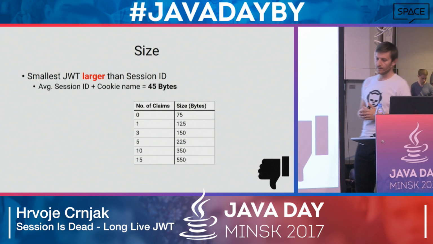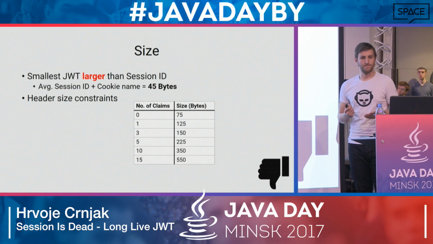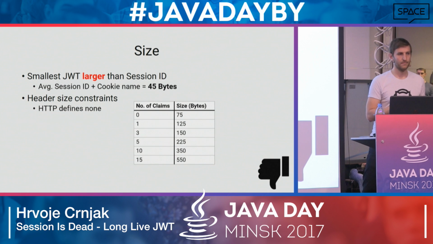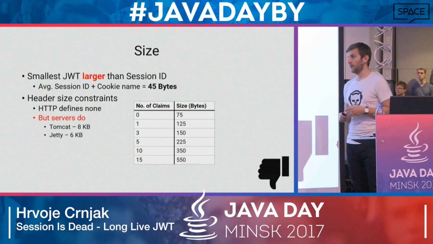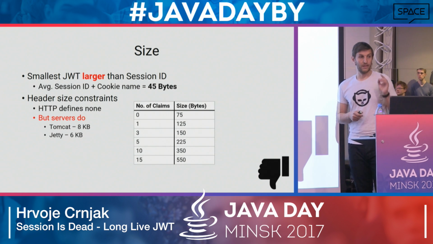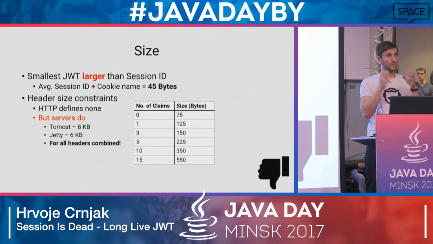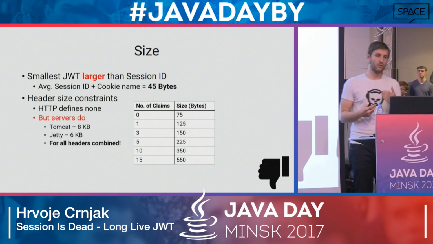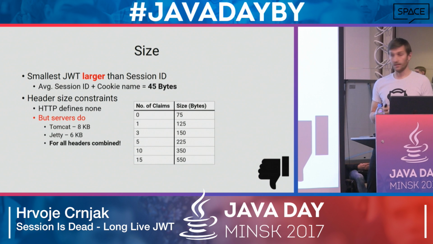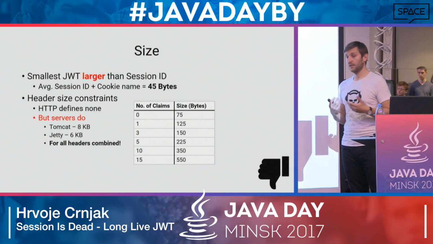Now let's say that we are using headers to send our tokens. What are the header size constraints? Well, the HTTP defines none, but the servers do. So for example, Tomcat has a limit of 8 kilobytes and Jetty has a limit of 6 kilobytes. But one important thing to note here is that these values apply to all the incoming headers together. Okay, so all the incoming headers together cannot be larger than 8 kilobytes or 6 kilobytes. Now, I mean, you could change these values in the configuration, but still, size is something that you need to be aware of.